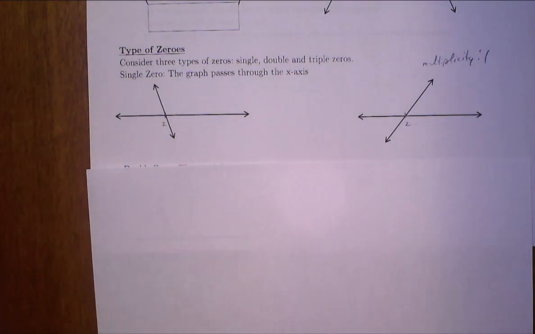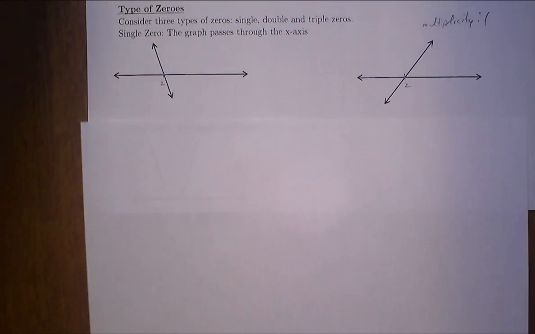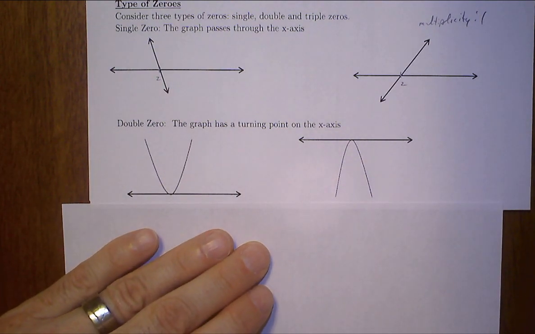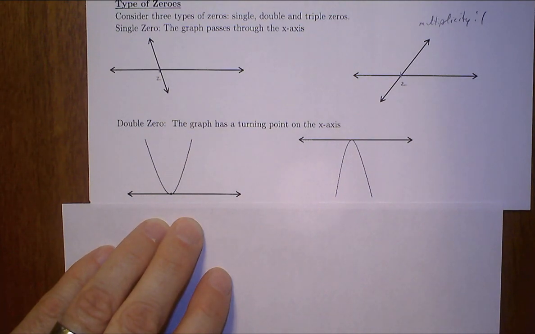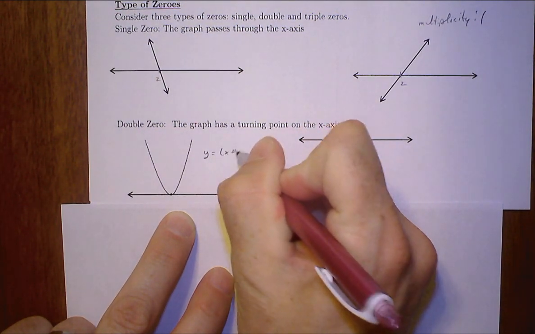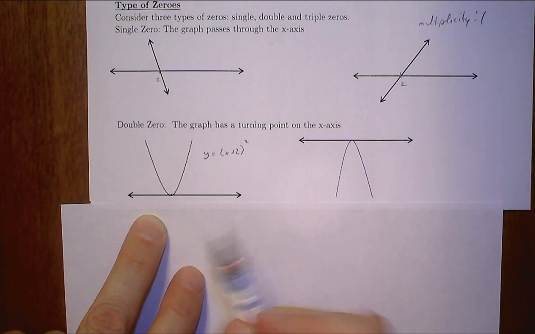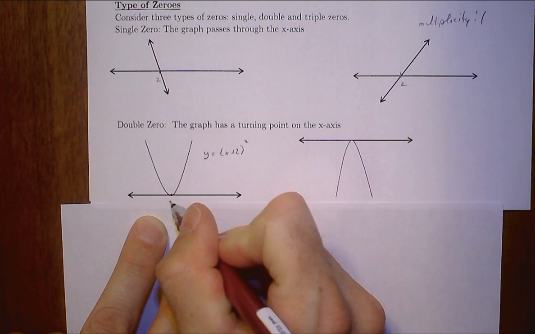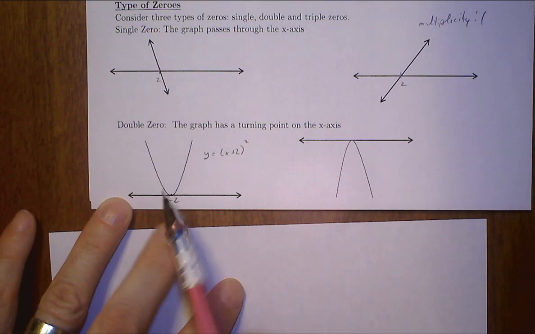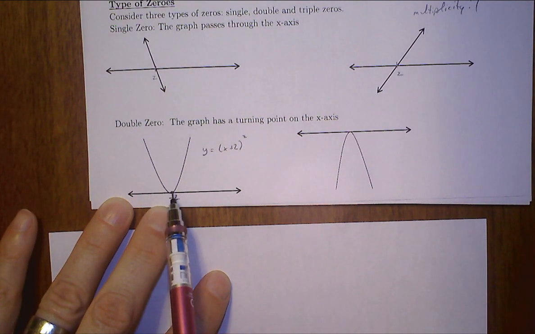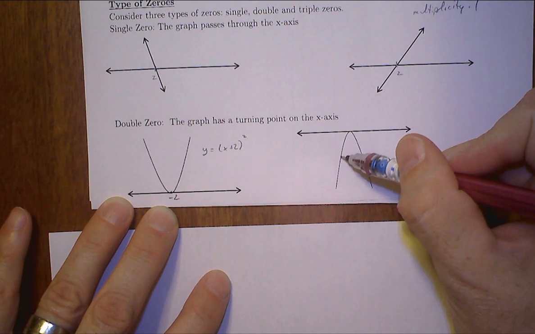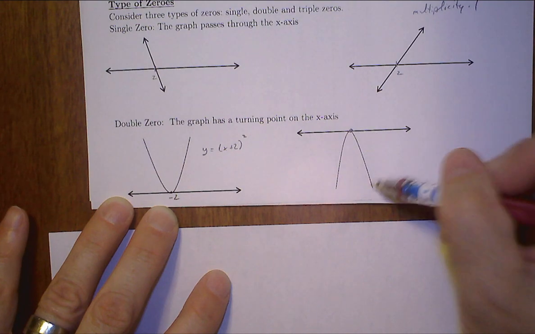Probably right now you're asking yourself, well, is there another type of zero? And I'm going to say, absolutely. There is a double zero. Now, a double zero is really interesting because we have our turning point right on the x-axis. And you've actually seen this before. In quadratics, for instance, y equals (x plus 2) squared. Well, that has the vertex on the x-axis, and it occurs at negative 2. We've seen this before. So that was actually a double zero. So double zero, if you are above the x-axis, it comes down, hits the x-axis, and bounces up. So it doesn't go through the x-axis. However, if you're below the x-axis, you hit the x-axis at your double zero, and you go back down.